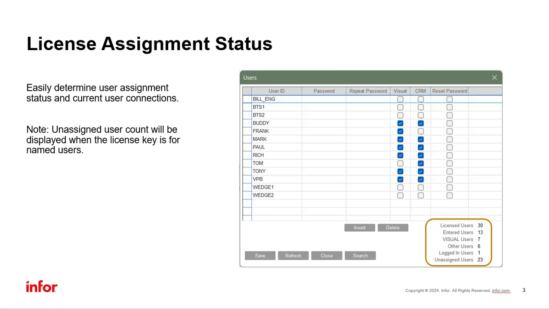When adding new users, you now have a summary in the lower right-hand corner of the dialog that indicates the number of users you're licensed for, how many users have been added to the system, the number of users that are visual users. That means that the visual column is checked on. How many other users have been added to the systems. That generally means a CRM user or a shop floor only user. How many users are logged into the system currently, and if you're a named user license, how many users remain to be assigned.